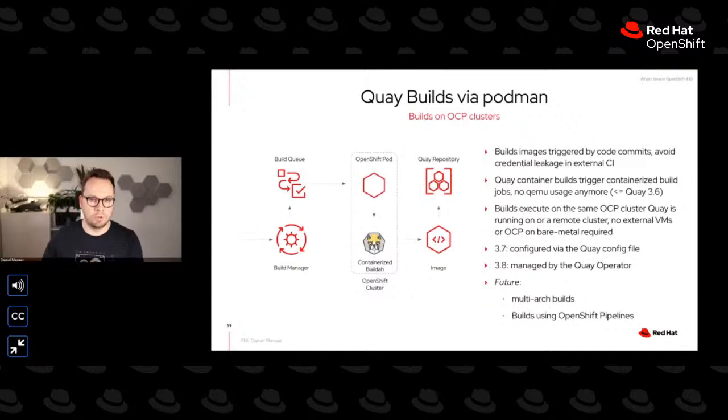We're also planning some future features like the ability to produce multi-arch builds with this, so images for separate compute architectures. And we're also looking to add support for OpenShift pipelines in the future as another way to delegate build functionality from Quay to OpenShift.